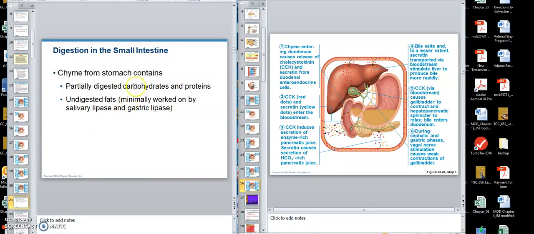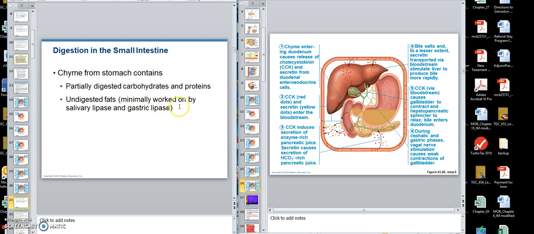So digestion in the small intestines. Now we're in the small intestines. Chyme from the stomach contains partially digested carbohydrates and proteins, and undigested fats. Let's think about this. Carbohydrates because of salivary amylase. Proteins because of the stomach doing pepsin. Undigested fats because all you had was a little bit of salivary lipase and that was it.